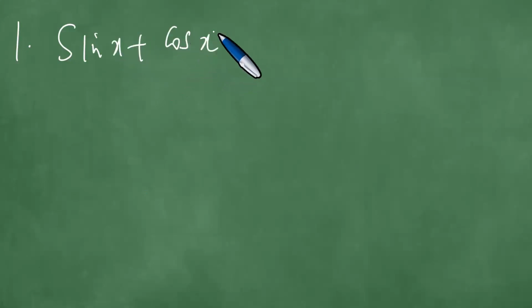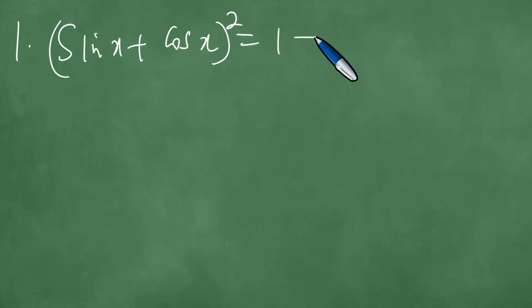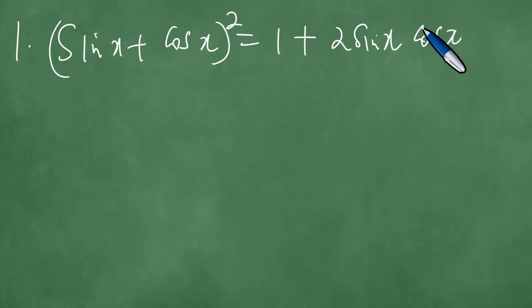Okay, now we have the sine of x. So, Pechelelo, please think about this. Right, so if this is 1 plus 2 sine x cosine x, how do we prove this? How? Where do we start? Anyone? Yolande, you know this.